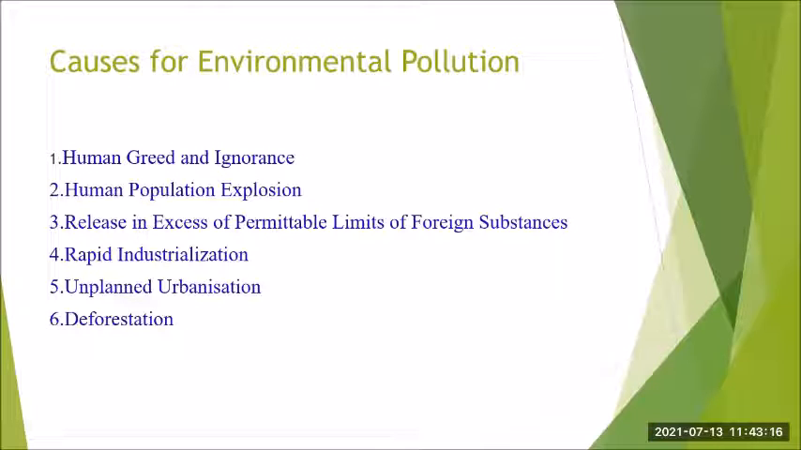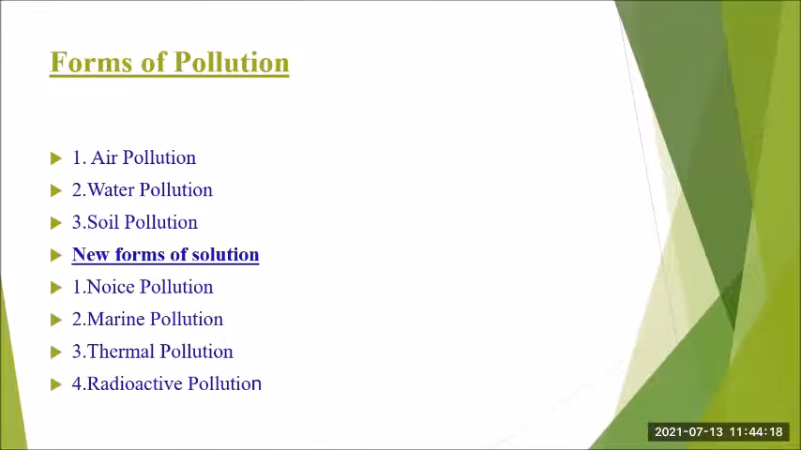Another major cause for environmental pollution is deforestation. As you have seen, for enlarging the road, trees were removed for the extension of the roads, and day by day people, in order to construct houses and industries, are cutting trees. So deforestation is the main cause for environmental pollution. These were the important causes for environmental pollution.